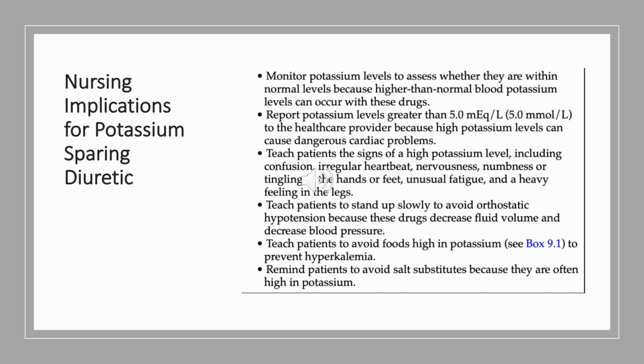Teach patients the signs of a high potassium level, including confusion, irregular heartbeat, nervousness, numbness or tingling in the hands or feet, unusual fatigue, and a heavy feeling in the legs. Teach patients to stand up slowly to avoid orthostatic hypotension because these drugs decrease fluid volume and decrease blood pressure. Teach patients to avoid foods high in potassium to prevent hyperkalemia. Remind patients to avoid salt substitutes because they are often high in potassium.